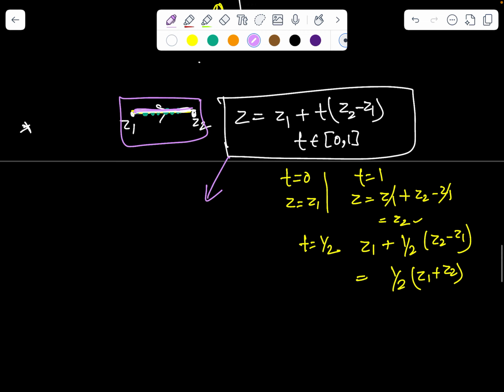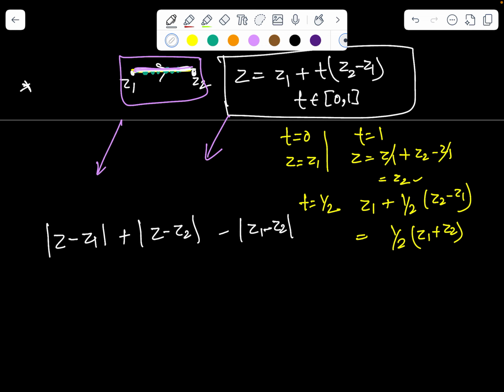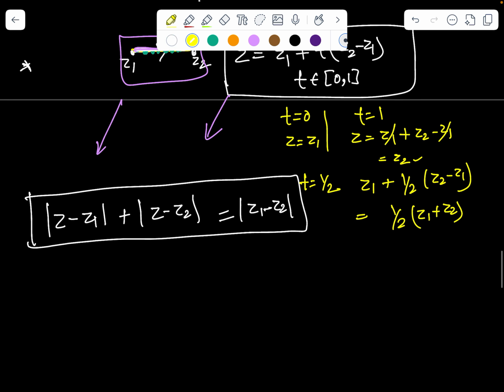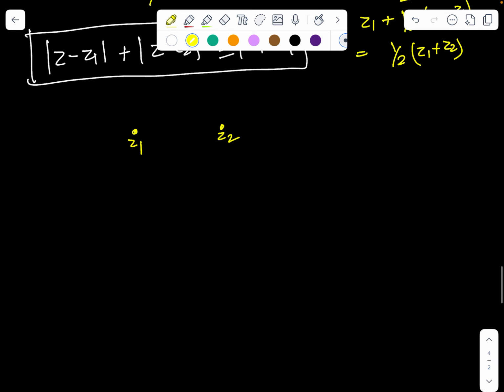Well, is there any other way of putting the same information? Yes, there is another cool way in which you can put the same feeling, and that's very interesting. So what about the modulus of Z minus Z1 plus the modulus of Z minus Z2 minus the modulus of Z1 minus Z2? If I consider this expression and make it 0, the locus of Z such that mod of Z minus Z1 plus mod of Z minus Z2 equals mod of Z1 minus Z2 is precisely the same line segment.